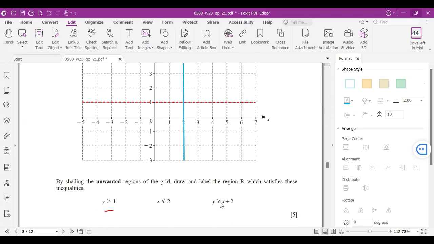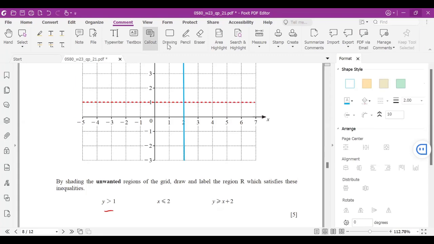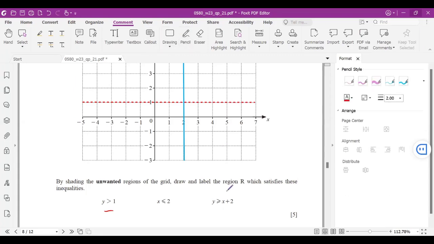Then the next one is this particular one. This is a diagonal line. So what we are going to do is check the y-intercept, which is 2. For that line, we look at the y-intercept here. That is, this line cuts the y-axis at a point where y equals 2. So this line is going to pass through this point.